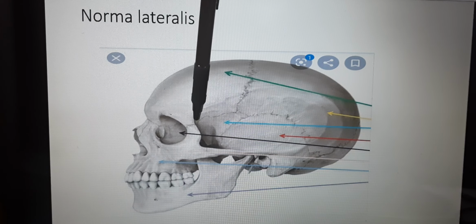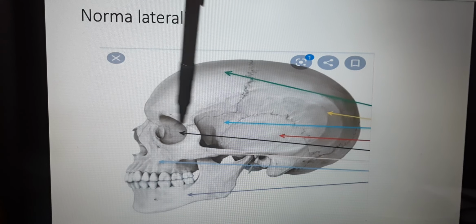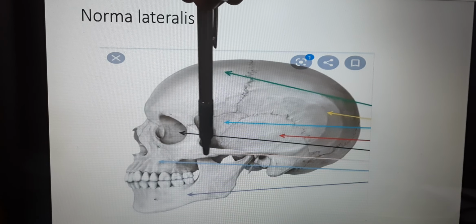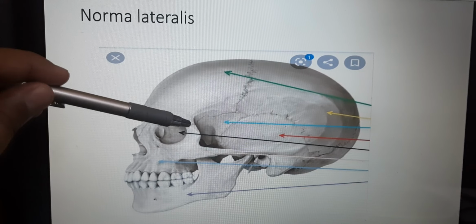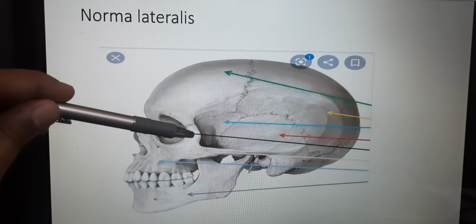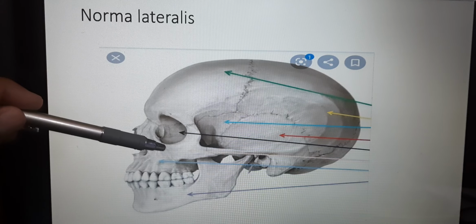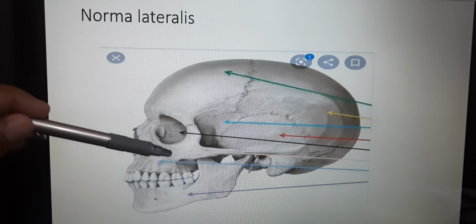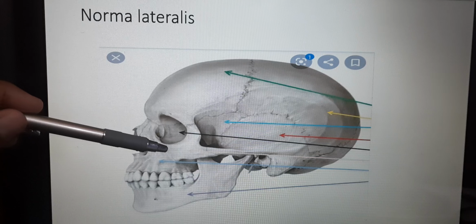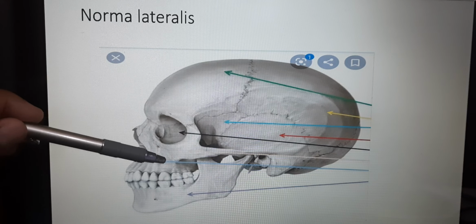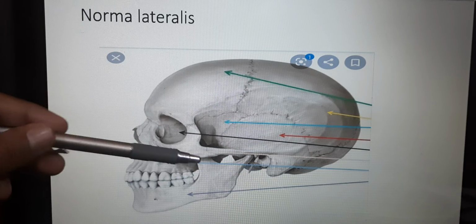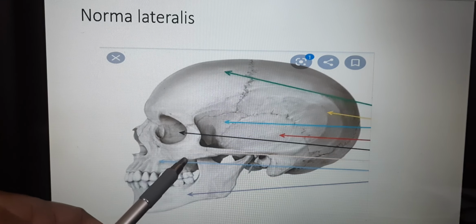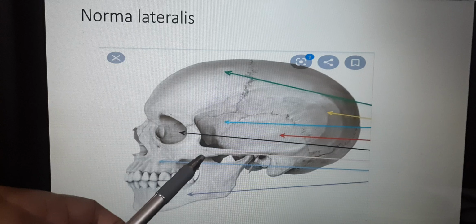This is frontozygomatic suture. This is temporal process of zygomatic bone, and you can see this is the anterosuperior border of zygomatic bone, and this is anteroinferior border of zygomatic bone, which joins with the maxilla. This is maxilla, and this is suture between zygomatic bone and maxilla. This is posteroinferior border of zygomatic bone.